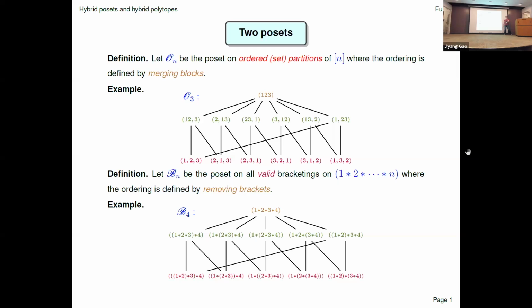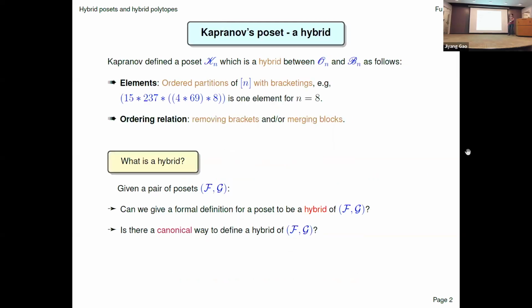And I also include a small picture of B_4 here, which includes all the 11 different ways to put brackets around the product 1, 2, 3, 4. So the third poset you're going to see in a few seconds is defined using these two posets. And this is defined by Kapranov, and the point is a hybrid between these first two posets you just saw. So here are the details.